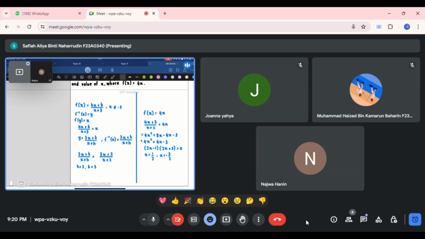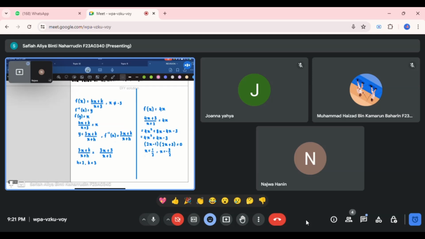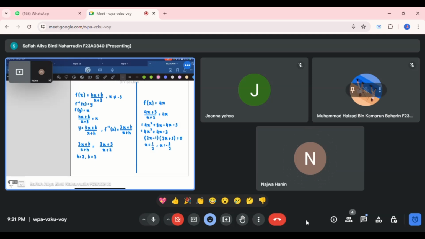So we arrange it into y. y equals to (3x plus k) over (x plus h). So y is equals to inverse f(x). So inverse f(x) also equals to (3x plus k) over (x plus h). We equate the inverse f(x), so (3x plus k) over (x plus h) is equals to (3x plus 3) over (x plus 2). We get the answer h equals to 2 and k is equals to 3.